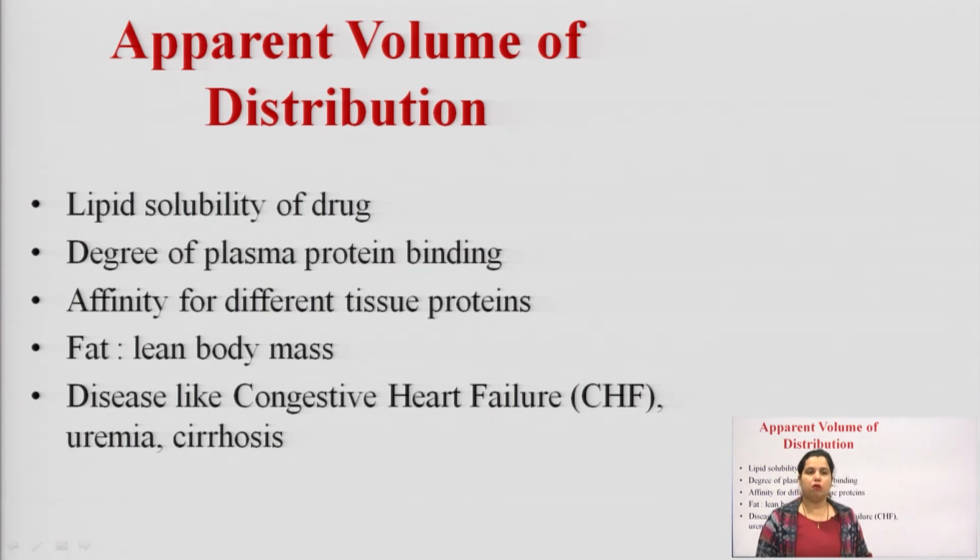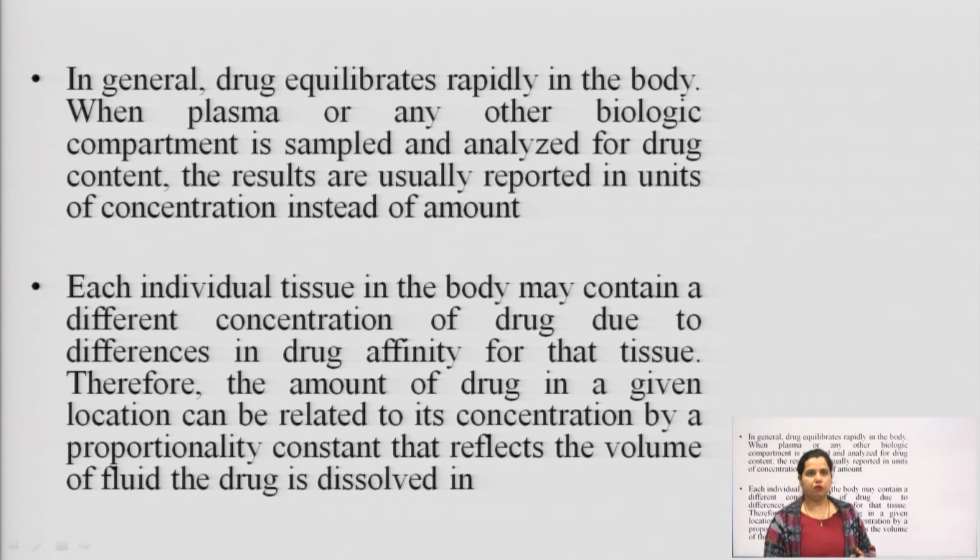So, in normal patients the drug is showing very good binding, but in diseased patients it is not, due to their physiological variations. In general, drug equilibrates rapidly in the body when plasma or any other biologic compartment is sampled and analyzed for drug content. The results are usually reported in units of concentration instead of amount. Generally, we calculate concentration in microgram per ml or milligram per ml instead of the amount. It denotes basically the amount value, but we generally calculate the concentration in a particular compartment.